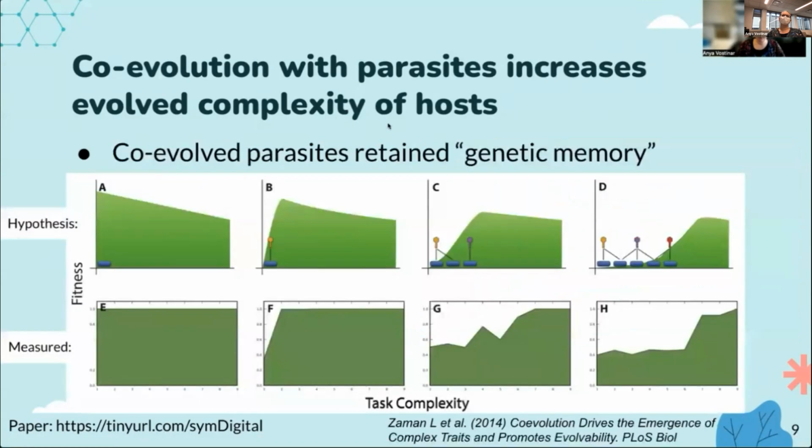And he was really able to dig down into why this was going on and found a dynamic that he termed genetic memory, where the parasites were able to maintain the ability to infect these simpler hosts. So we're constantly pushing the host population towards more and more complex areas of the fitness landscape in order to escape those parasites. And we're smoothing out this fitness landscape, making those more complex tasks equally feasible.